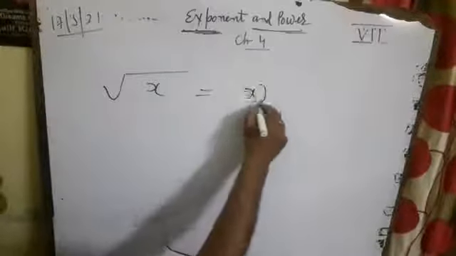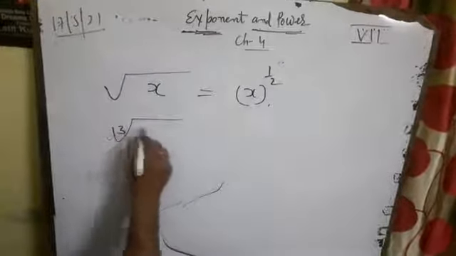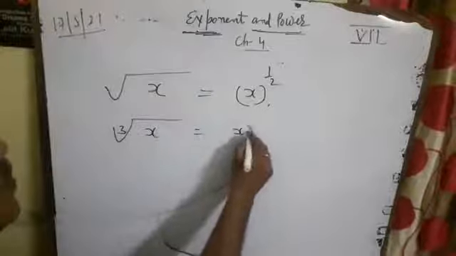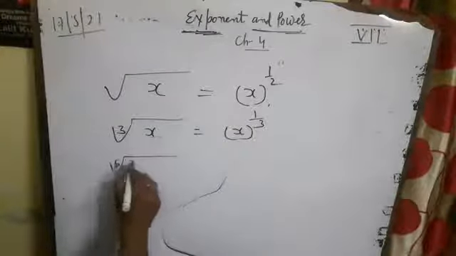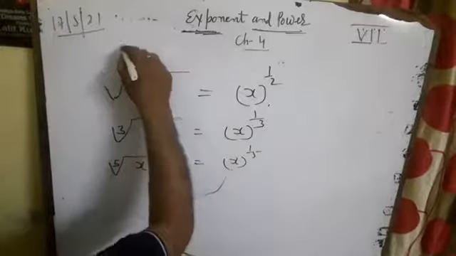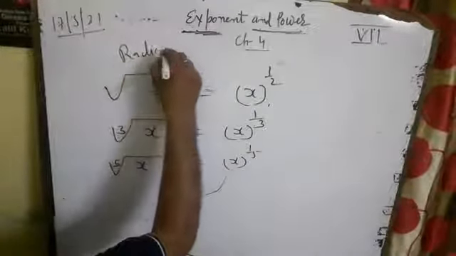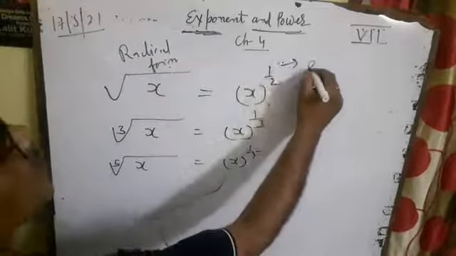Now today there is another way. This is x to the power of 1 upon 2. Cube root x, x to the power of 1 upon 3. Fifth root x, x to the power of 1 upon 5. These all are the radical form and this is the power form.